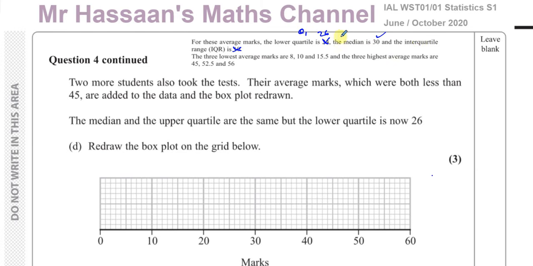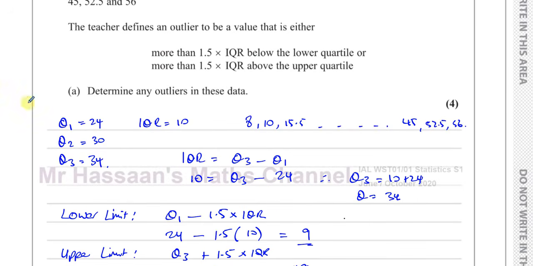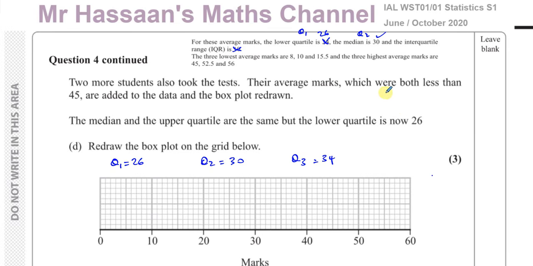This is Q1, this is Q2. So now Q1 is 26. Q2 is unchanged, which is 30. Q3 is unchanged, which was 34. Let me just make sure that was correct. 34 was Q3. Yes, that was what we found. Q3 was unchanged. It says the median and the upper quartile are the same. Good. And the lower quartile is 26.